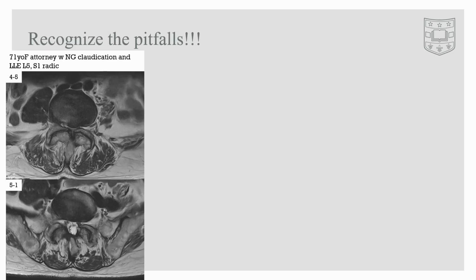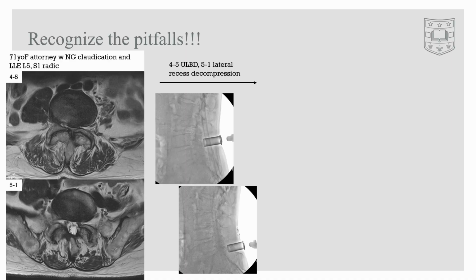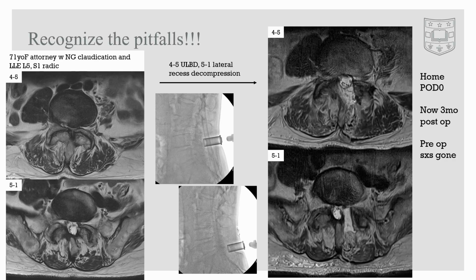Recognize the pitfalls. So this is a 71-year-old female attorney who presented to me with neurogenic claudication and left lower extremity L5 and S1 radiculopathy. And there are some characteristics on this MRI that tell me that this is going to be a very challenging decompression. There's massive facet hypertrophy, and this is someone who, if performed in an MIS fashion, has to be done very thoughtfully and very meticulously. We did a two-level tubular decompression on her, and she has done very well.